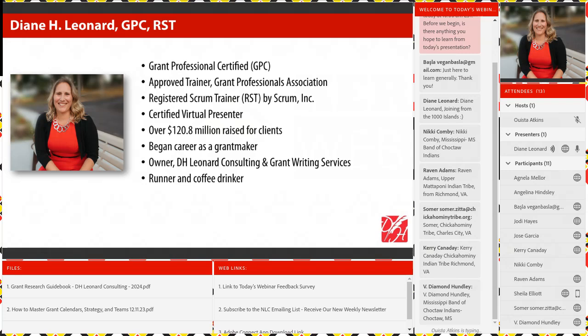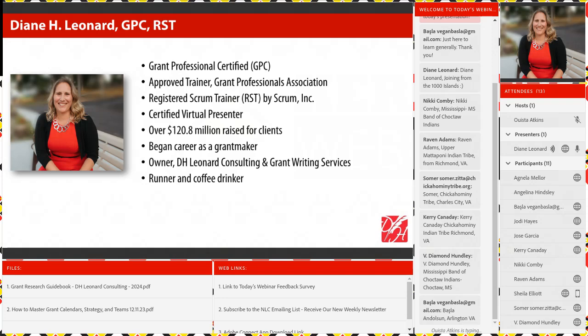And I attribute that success to, yes, strong writing, but also the work of each client organization that we support in terms of thinking about their strategy and planning and the team effort that it takes for grants to be successful.